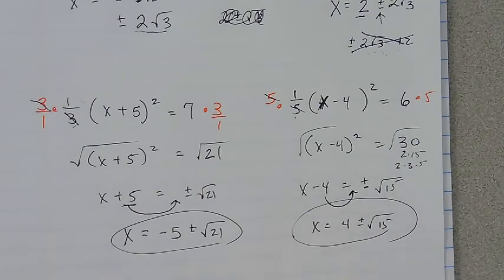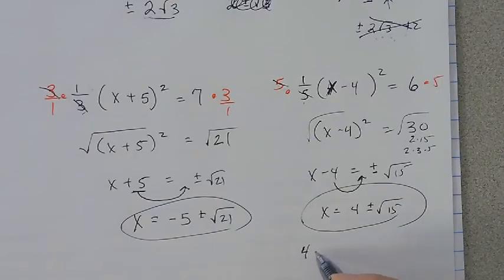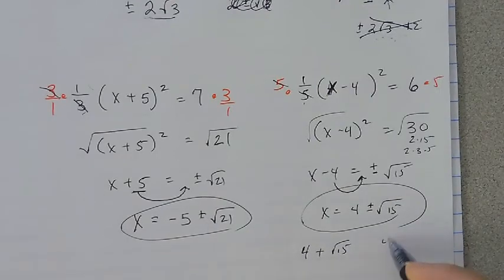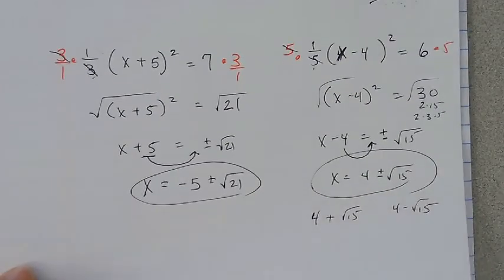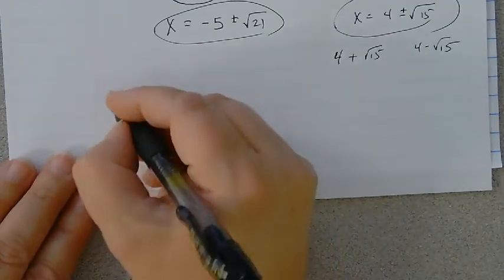Now in Delta Math, I don't know if you can write it like this. You may have to write 4 plus the square root of 30 and 4 minus the square root of 30. You'll have to experiment with that. Okay, last one I want to do with you is this one.